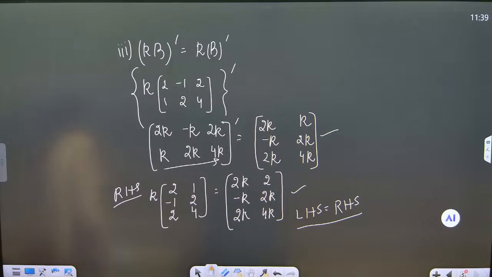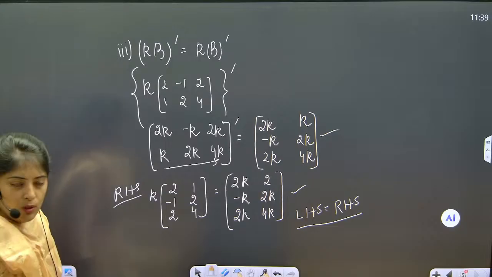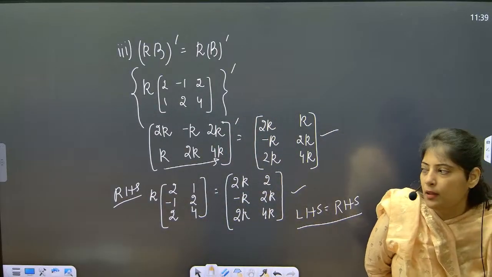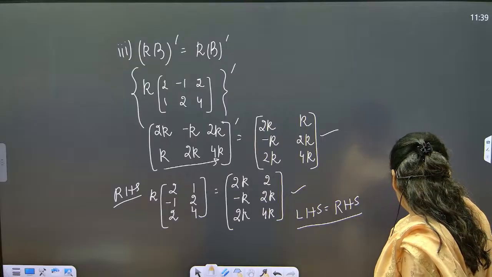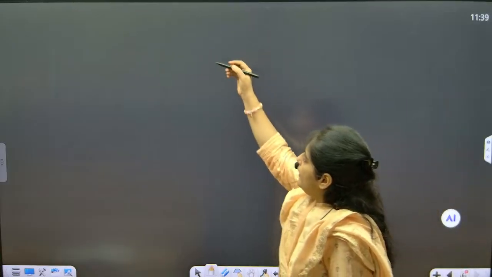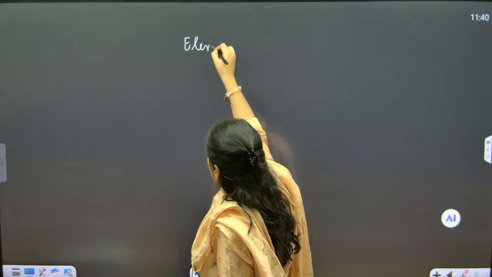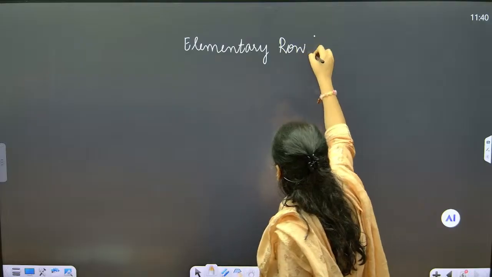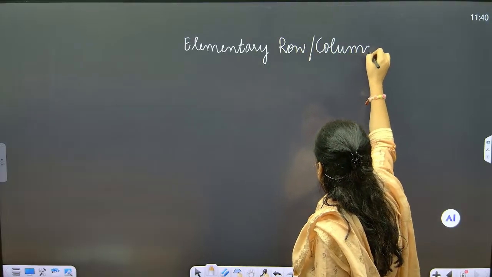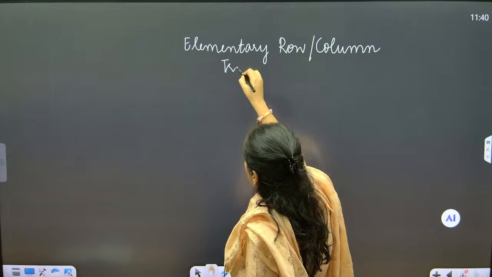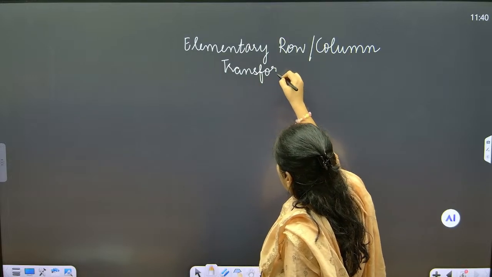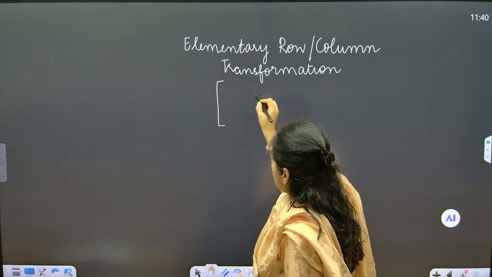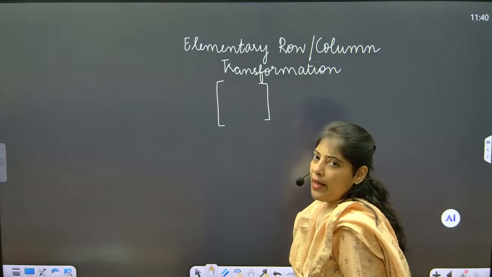Next, I'm telling you the new concept, that is elementary row or column transformation. That is an important concept again. Now, what is the concept? Elementary row or column transformation. Now, what does it mean? See, if any matrix is there.